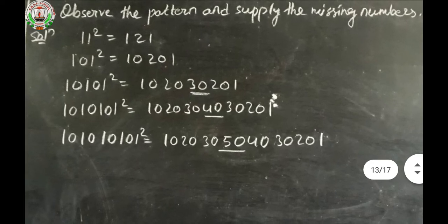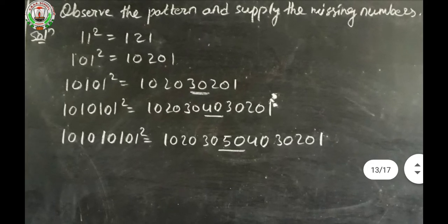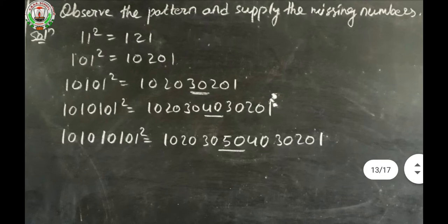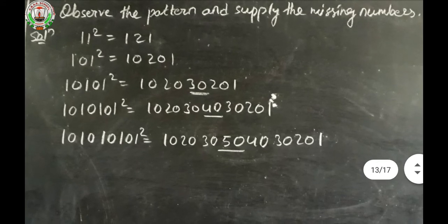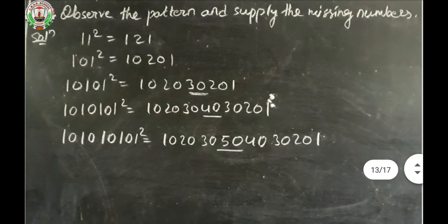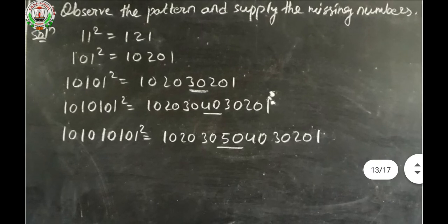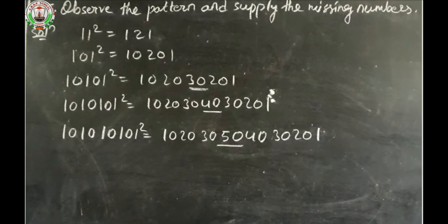While doing the pattern you will understand. Then 1010101 square will be 10203040, then decreasing 30 20 and 1. Similarly 101010101 square is equal to 1020304050, then 40 30 20 and 1. So once you go through the pattern in the first, second and third step, you will automatically understand what will come in the fourth and fifth steps.